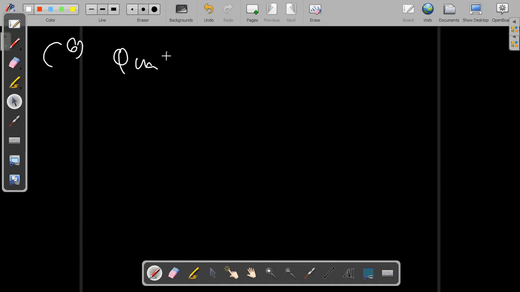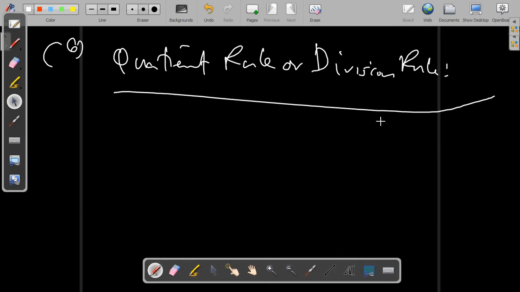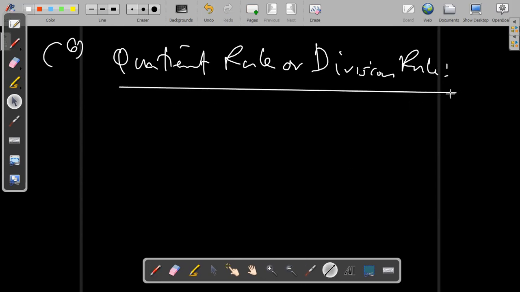So what we call the quotient rule, or call it a division rule. Under the quotient rule or division rule, what you need to understand is that the derivative of a quotient of two functions is equal to the denominator multiplied by the derivative of the numerator, minus the numerator multiplied by the derivative of the denominator, all divided by the square of the denominator.